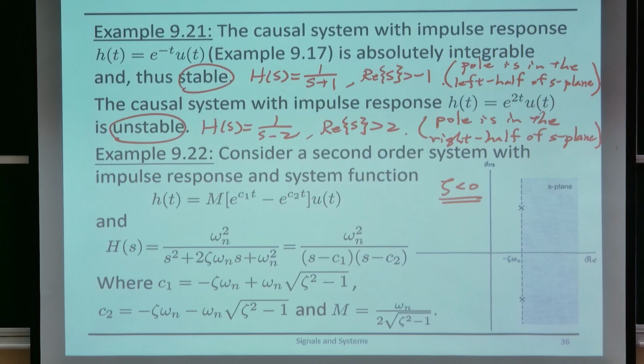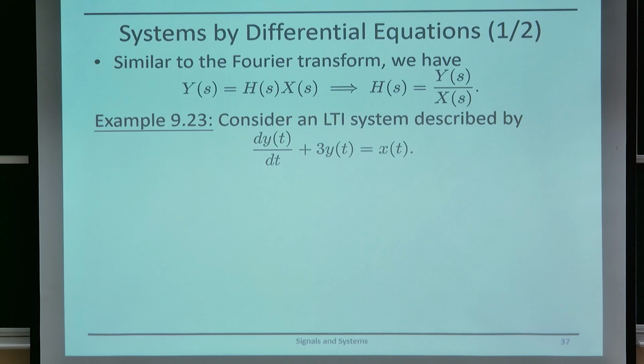So we talked a lot about systems with rational Laplace transform. And why is that, right? The reason is that it actually occurs quite often. In particular, if we're looking at systems that can be described by linear constant coefficient differential equations, then the Laplace transform for this type of system all have a rational Laplace transform.